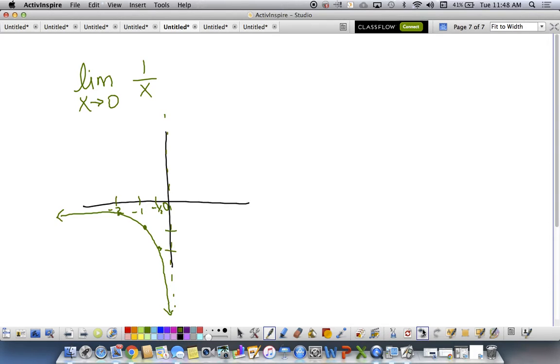Okay. On the right side of the asymptote, at +1, are we positive or are we negative? Yeah, +1. At 1/2, we're at 2. 3 here. At +2, we're at 1/2.